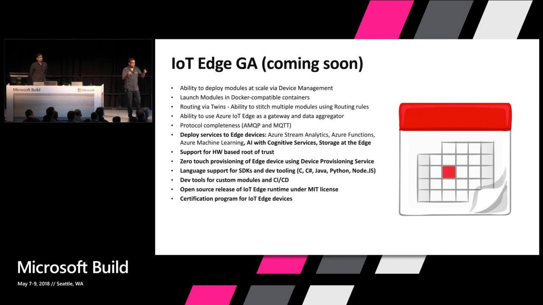So Edge Runtime is going to be open sourced with an MIT license, which means you can take Edge Runtime and change it, do whatever you want with it, any innovation that you want to do with it. And also a certification program for IoT devices, which is coming soon. I explained that, but it will be coming in the next couple of months. So those are some of the things that are there.